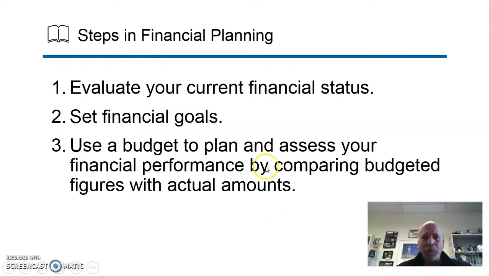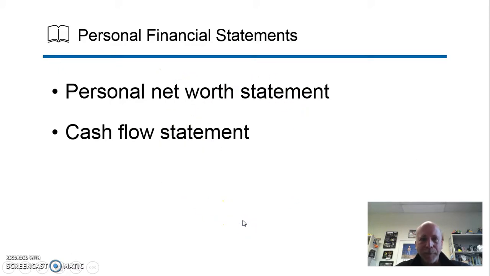So the steps in financial planning, first and foremost, are to evaluate your current financial status, set your goals, and then use a budget. If you've looked at the activity for this chapter, we are going to help you create a basic budget for when you graduate as a way to help you begin this financial planning process. There are two financial statements: a personal net worth statement, which, if you think of it from the chapters we just discussed, is similar to a corporation's balance sheet, and then a cash flow statement, which shows the money coming in and the money going out, which, again, think back a chapter or two, is the same as an income statement for a business.